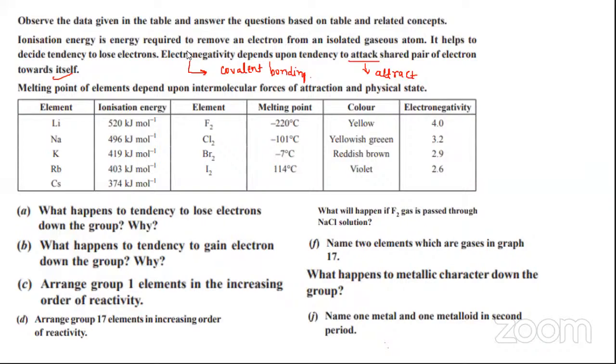Okay, arrange group 17 elements in order of reactivity. Yeah, that's correct. Yes, that is also correct. Okay, just quickly give me your answers. I will ask one of you to explain the entire question. Metallic character increases down the group. That's correct. Metal in second period, lithium and boron.